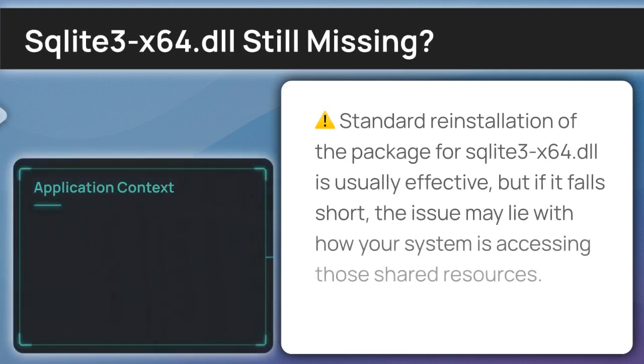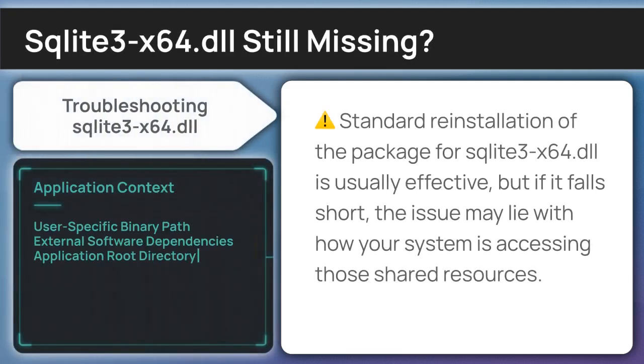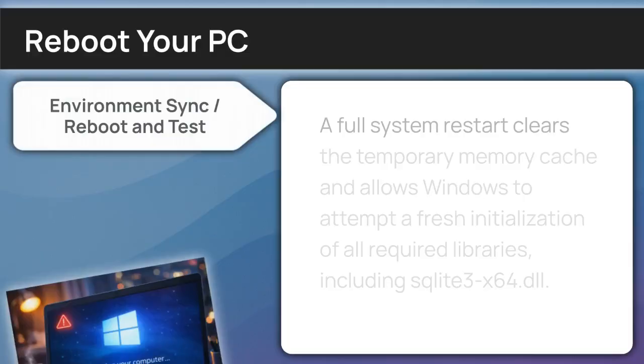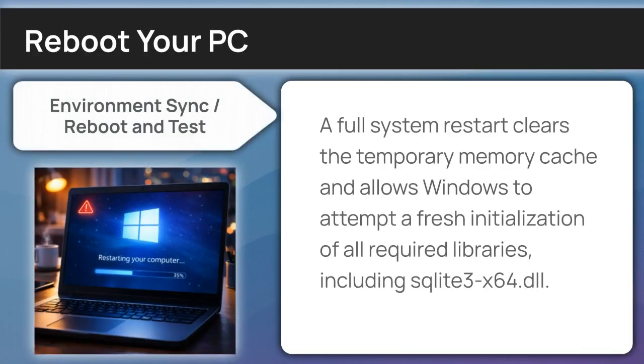In the event the error remains visible, it indicates we need to verify the environment's ability to register new shared resources. A simple restart can resolve file-in-use errors that mimic a missing SQLite3-x64 library message. It's a low-effort step that ensures your operating system starts with a clean execution stack.